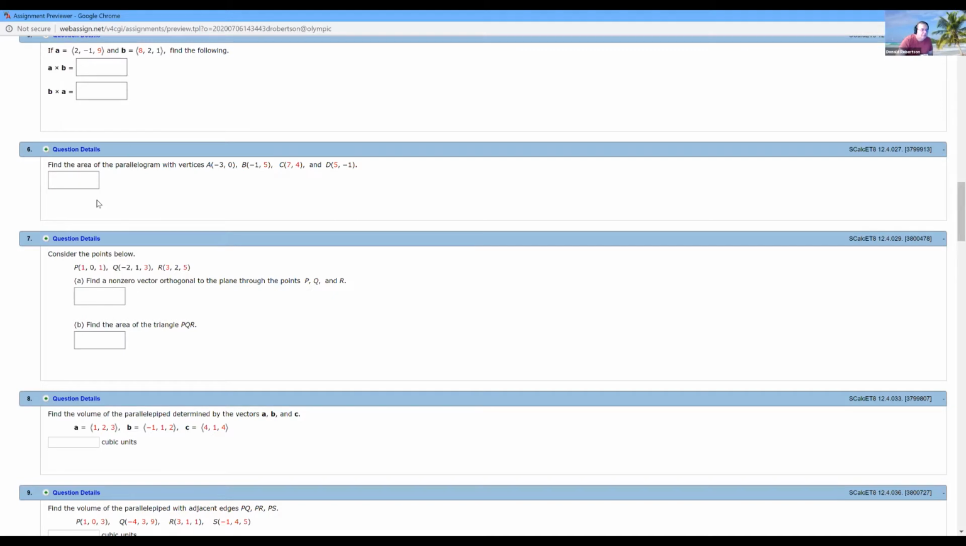Oh, I didn't do this one. This is interesting. I think I will get this set up in a moment. Find the area of a parallelogram. It's a 2D question, at least it looks like it. So once I've left this, we'll come back to this question because I haven't looked at how you would deal with it.